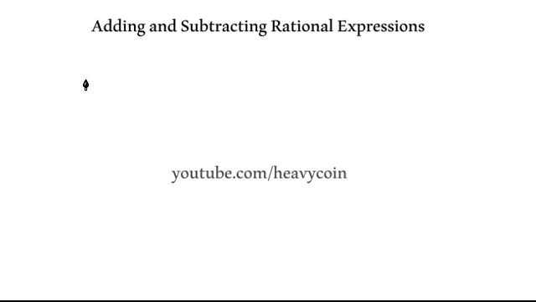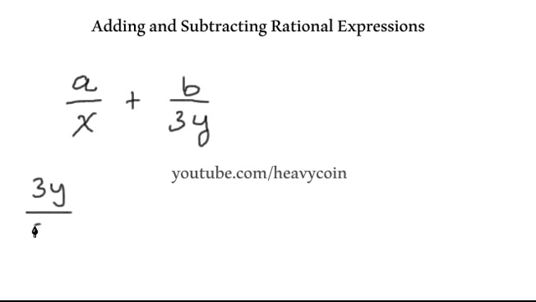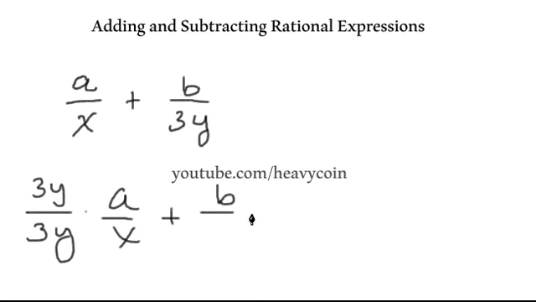Okay, what about a over x plus b over 3y? So we have to get a common denominator, right? And that means we're going to have to multiply this side by 3y over 3y. That's a over x plus b over 3y. And so we'd have to multiply this side by x over x.